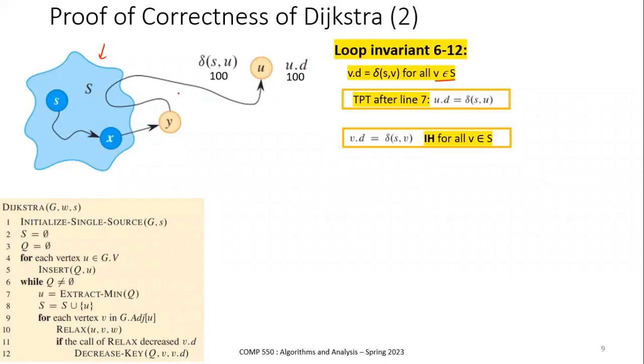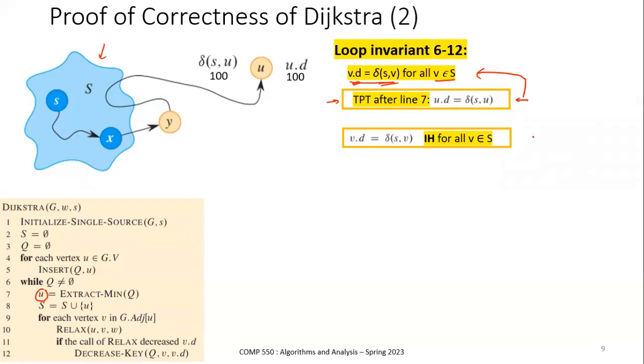And S is shown here in blue. These are all the vertices which are already in S. We're essentially saying that we need to prove that all the vertices in S have their estimates equal to the actual shortest path weights, which basically means that if we can prove the following, which is line 7: as soon as we extract U, then U's estimate is the shortest path weight. And if we can prove this, then this automatically is proven, because U is being pulled out from Q and inserted into S.